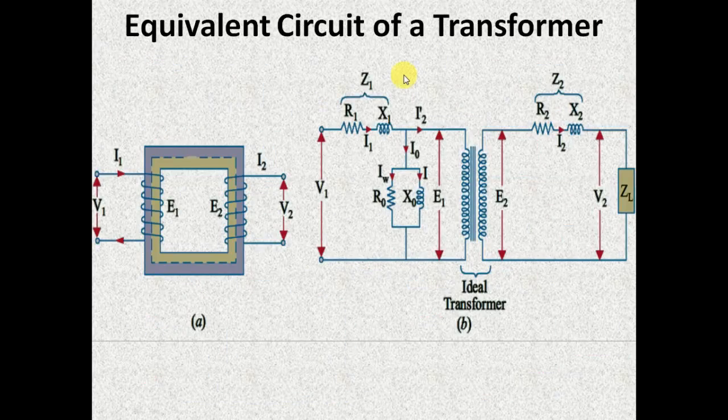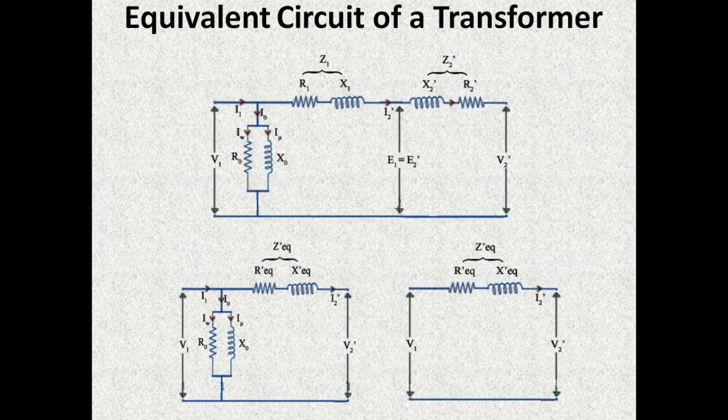If you see in this diagram, the copper loss which is occurring here is I1 square R1 and the copper loss which is occurring here is I2 square R2. So the total copper loss will be I1 square R1 plus I2 square R2. So you can either find the total copper loss by adding I1 square R1 and I2 square R2, or else you can find the value of copper loss from this equivalent diagram.